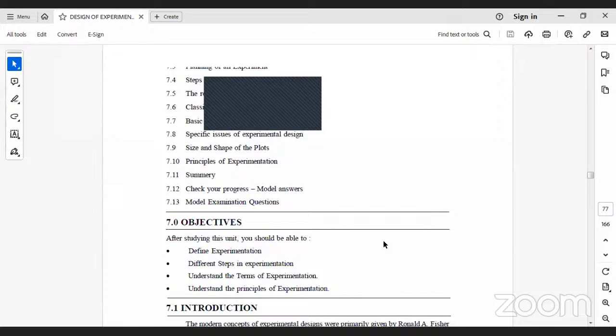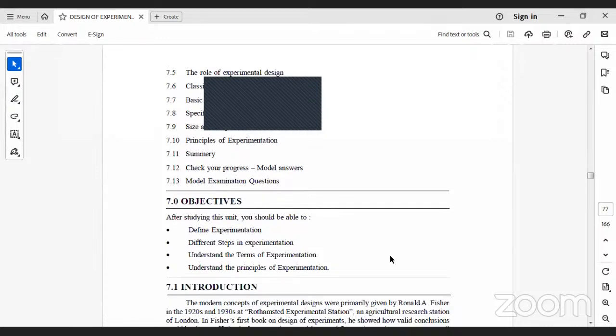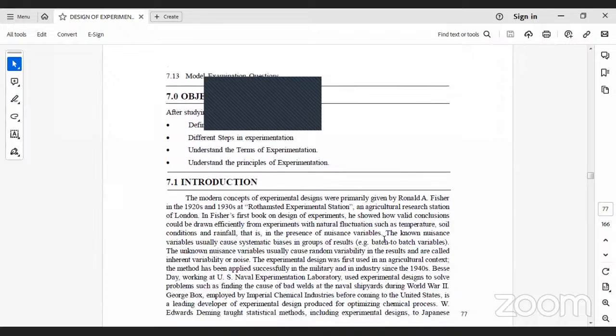It is the most important. Define experimentation in this topic. Define different steps in experimentation, understand the terms of experimentation, understand the principles of experimentation we have to do here.